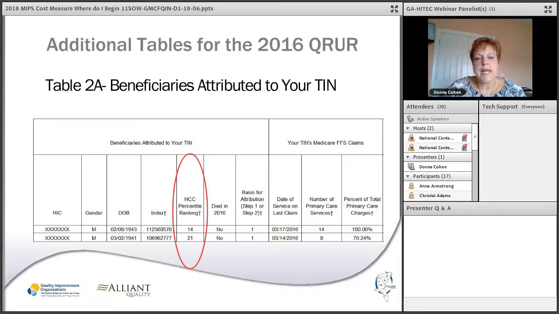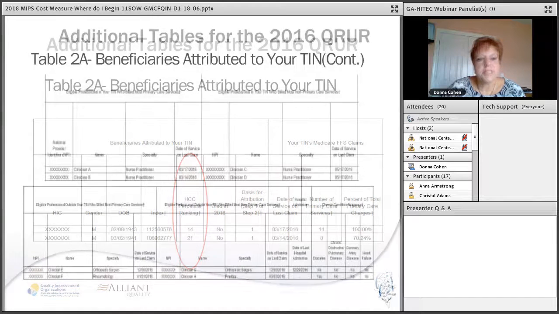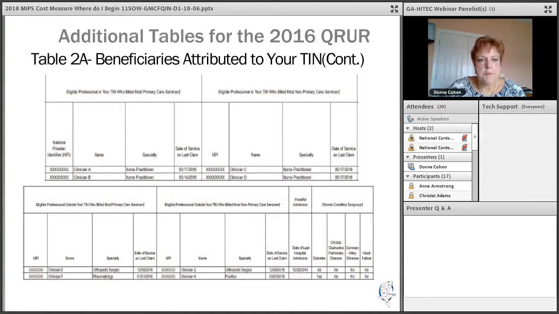This information can actually be downloaded by Excel, and you can sort these to see your patients that have higher rankings and those that have lower rankings. It can also be sorted on the date of service on the last claim and the number of primary care services provided. So if you've got a patient that's only had 1 or 2 primary care services provided, again, that may be an opportunity for some outreach to that patient. Just additional information on beneficiaries attributed to your TIN.